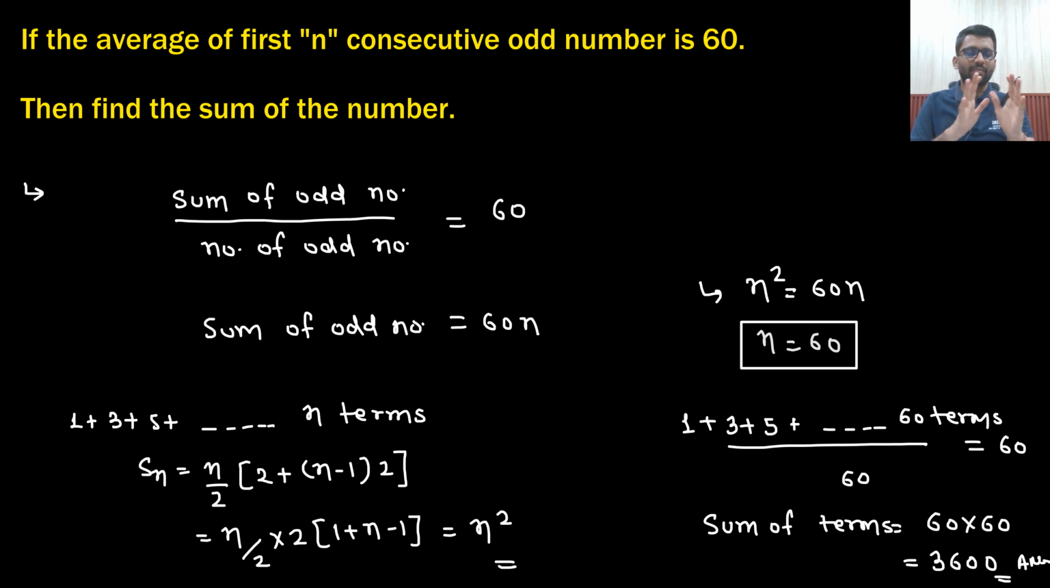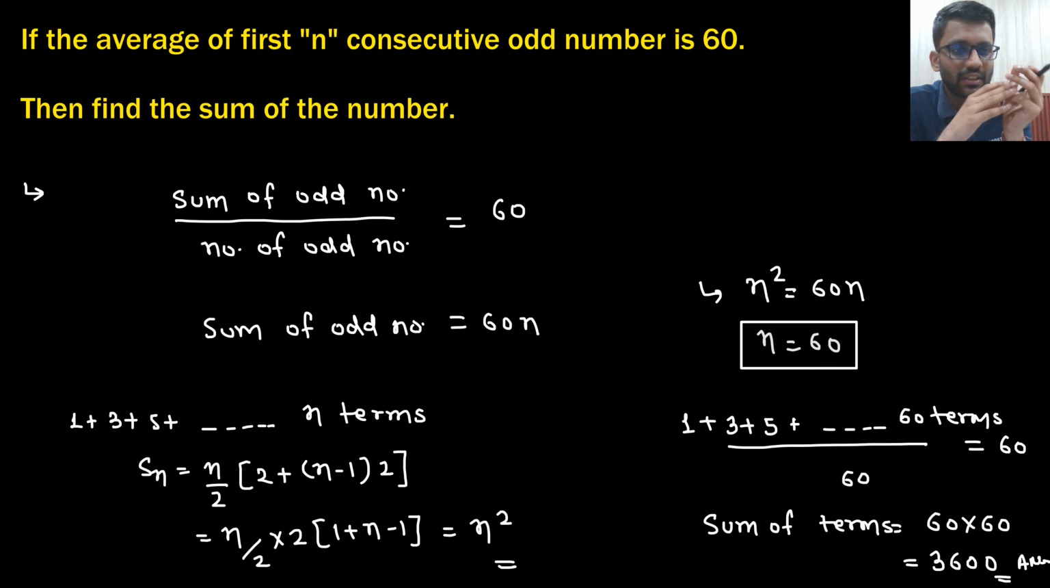Did you understand this problem? Sum of odd numbers divided by the number of odd numbers. You do not know till what number they are going. They are saying that there are n consecutive odd numbers, so that is given as 60n. So what is the sum of n terms? 1 plus 3 plus 5 plus 7. So n by 2 into (2a plus (n minus 1) into d), so that is n square. So n square is equal to 60n.